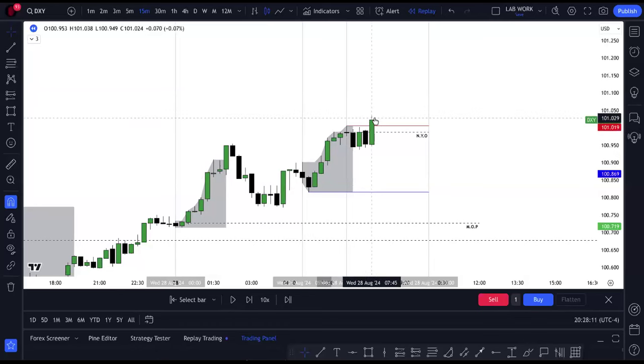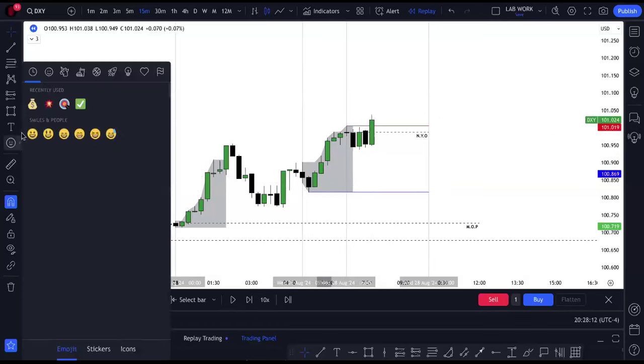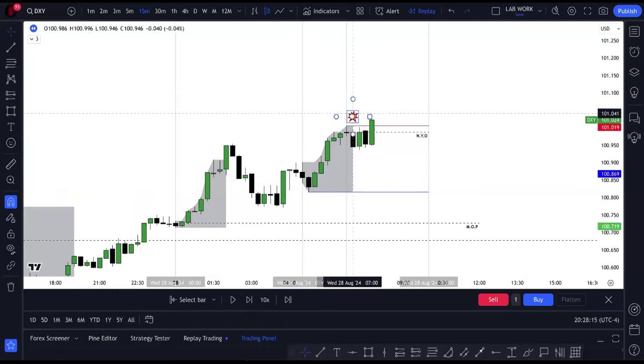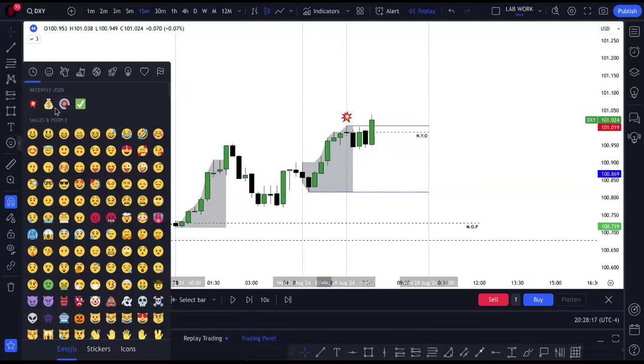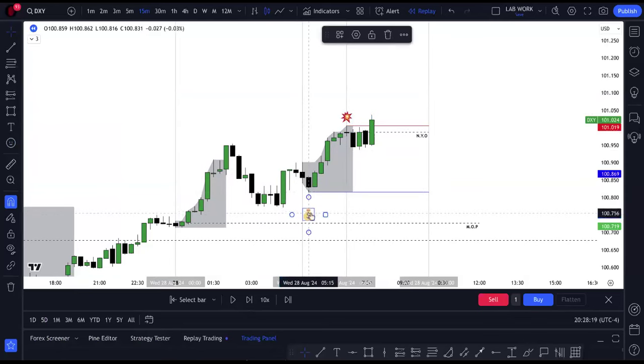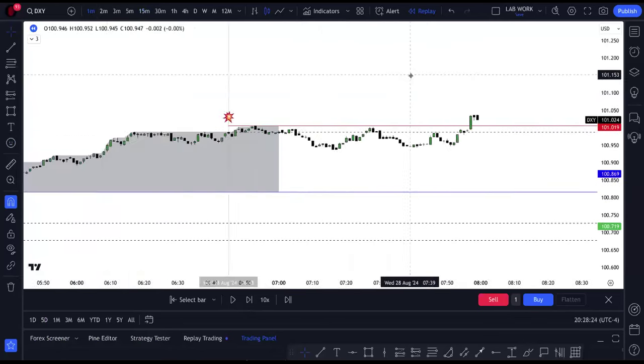Boom. Price runs buy side. Bang. Runs that buy side. What do we have left? We got this sell side down here. Great. We're going to be looking for a short opportunity. We're in a triple confluence idea.